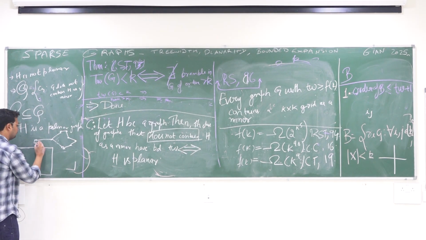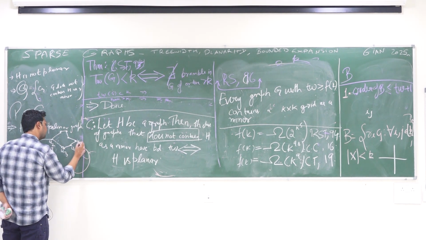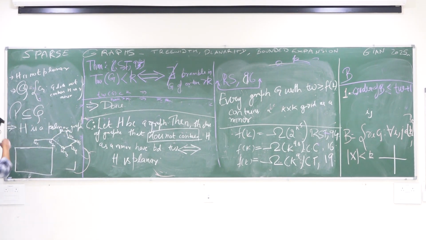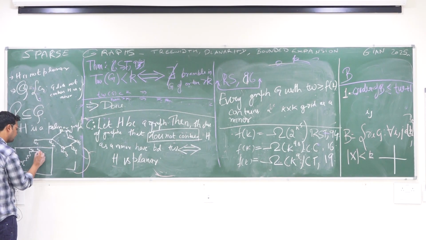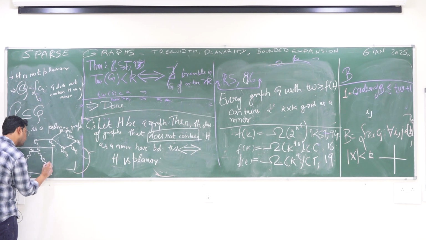So, U1, U2, U3, U4, U5, U6, U7, U8. So you start from here, U1, you go to U2, there may be many vertices here, and then you go to U8, you go to U7, go to U6, U5, U4.